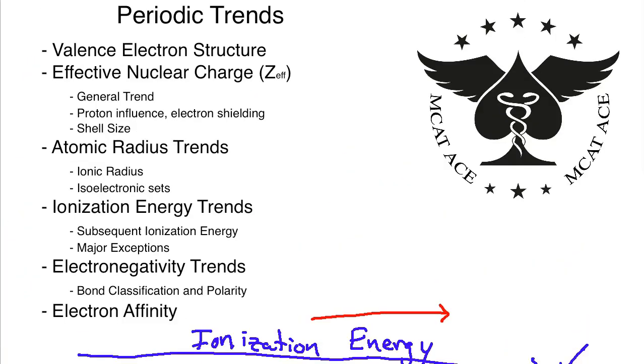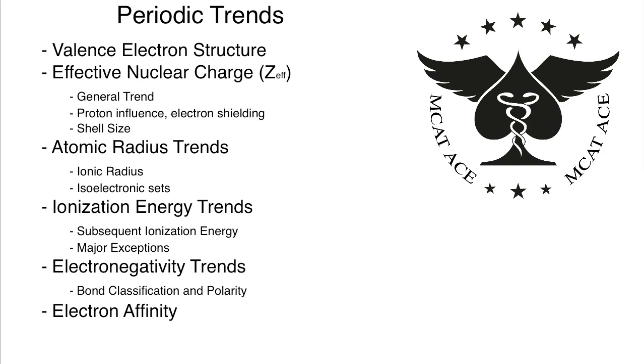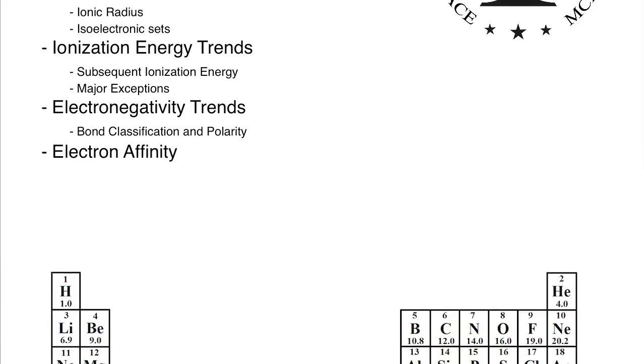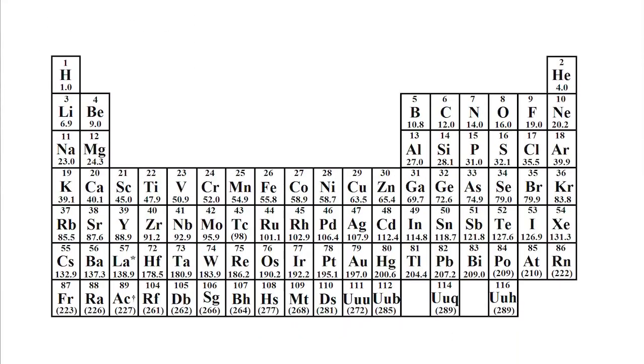So if we take a look and we come back up here, the next thing we want to talk about is the electronegativity trends, and then we're going to wrap up with electron affinity. So let's clear the board and then we'll talk about electronegativity and bond polarity. Alright, so when we talk about electronegativity, remember that this is talking about atoms that are already involved in bonds. So if we come down to the periodic table here, we're going to find that the general trend for electronegativity is going to be similar to what we just saw for the ionization energy.